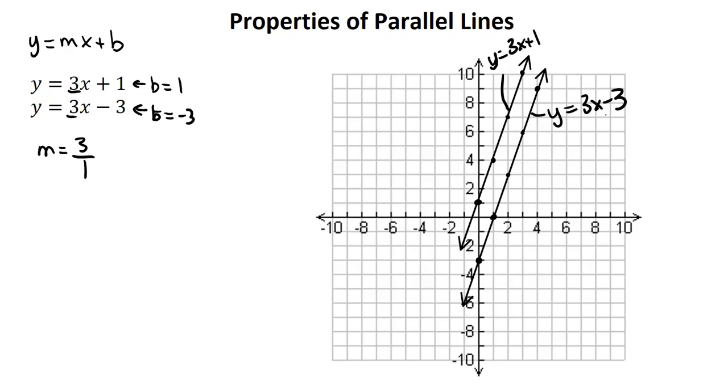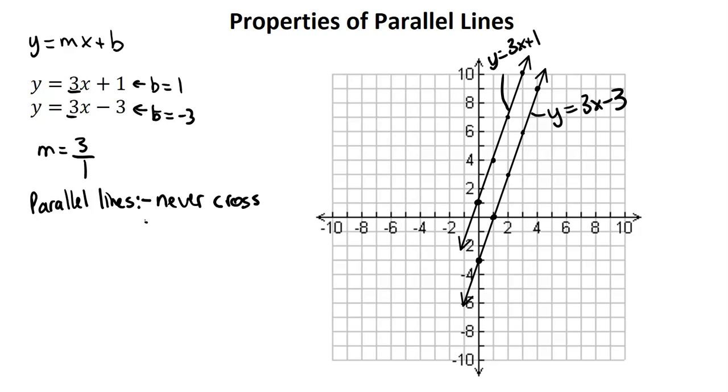Now, hopefully you notice that because they have the same slope and they don't have the same y-intercept, these two lines are forever going to be the same distance apart. We can go up and up forever, or we can go down and down over here forever. They're always going to be the same distance apart. And that's a property of parallel lines. If we have parallel lines, that means that they will never cross.